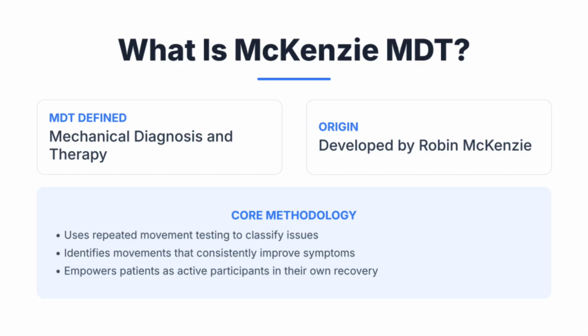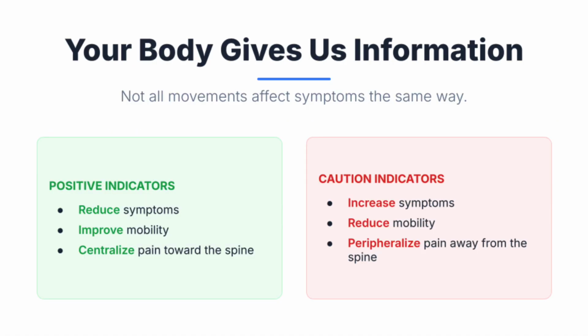The great thing about this particular method that I really love is that if we can identify the movements that are consistently improving a patient's symptoms, that's going to empower the patient, because they can now act as active participants in their own recovery, and they've got some tools in their own toolbox now to help manage their symptoms. So your body is going to give us information. One of the key ideas in MDT is that symptoms are really not random. The way that your symptoms respond to movement can help identify what movements your body currently prefers and which movements may be aggravating the problem.